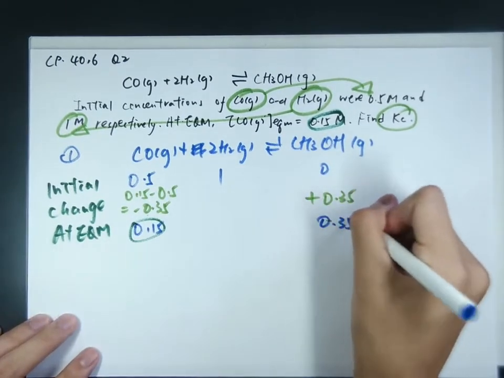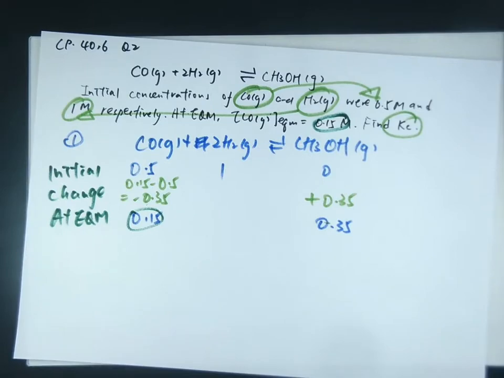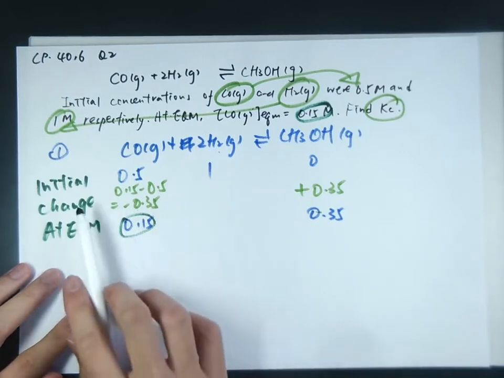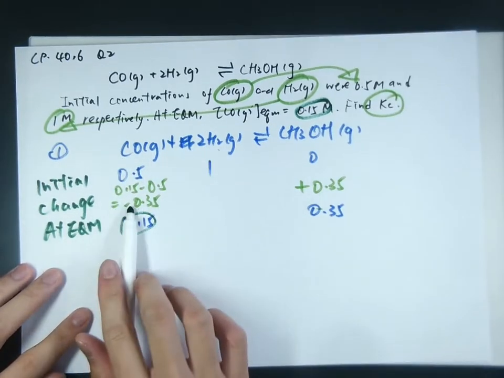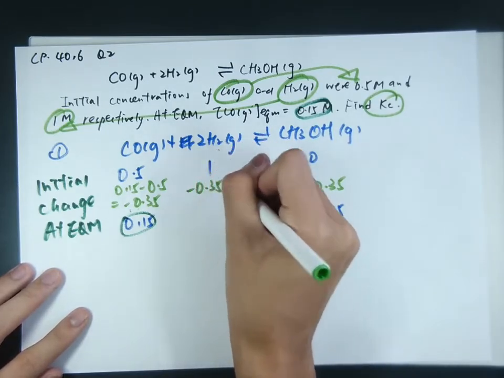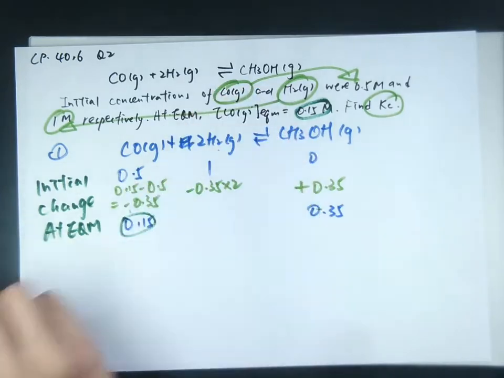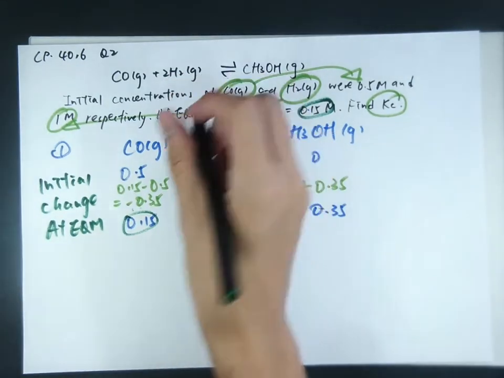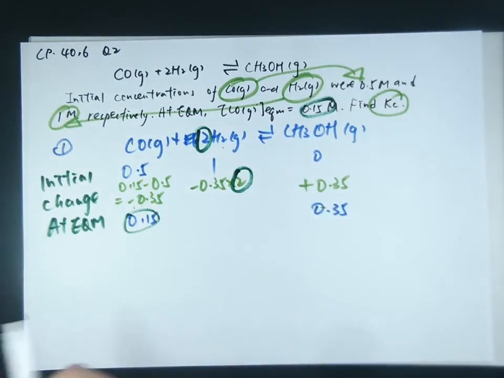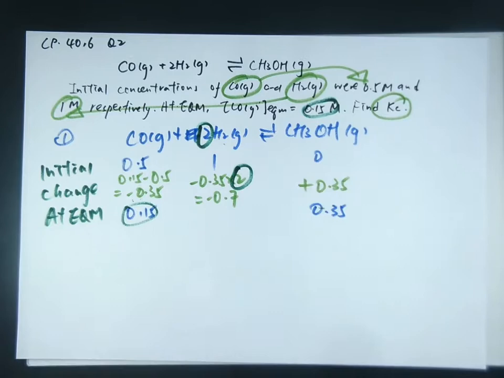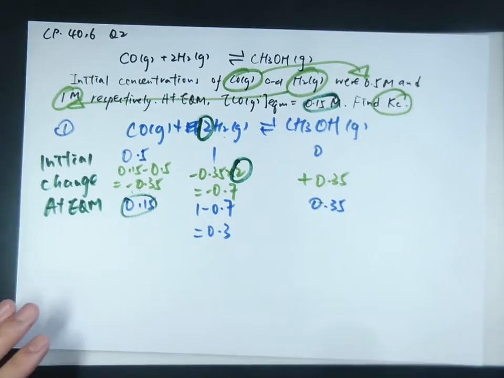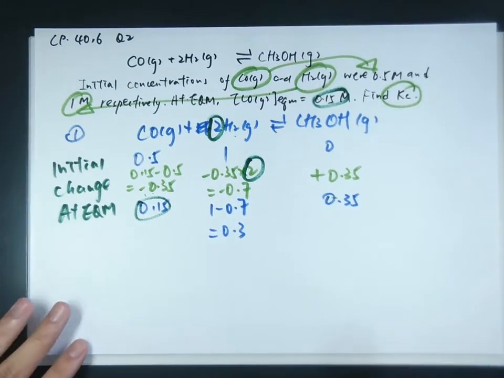So how about H2? Because the mole ratio of CO to H2 is 1 to 2, so the change would be 1 to 2. So if here is negative 0.35, here should be negative 0.35 times 2. Because if this is 2, this is 2. Understand? So this is negative 0.7. And here is 1 minus 0.7 equals 0.3. So it seems that we have completed the table, and now let's find Kc.